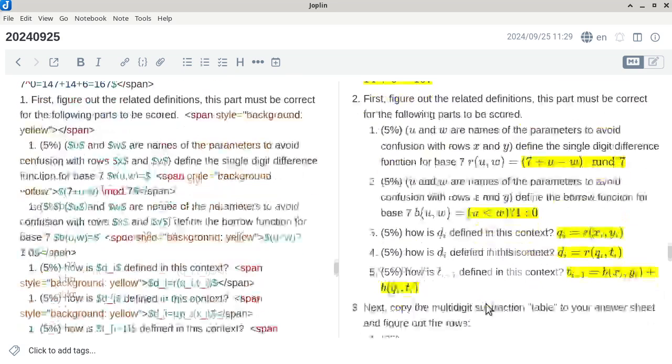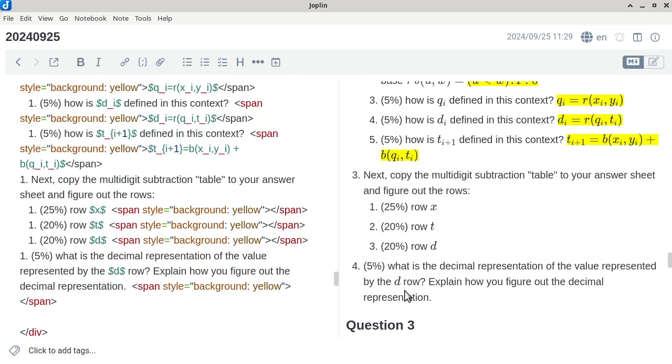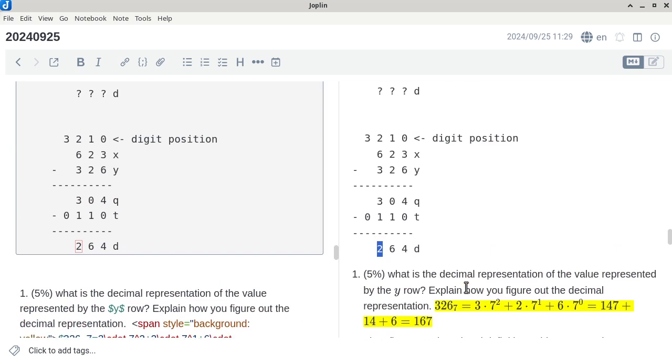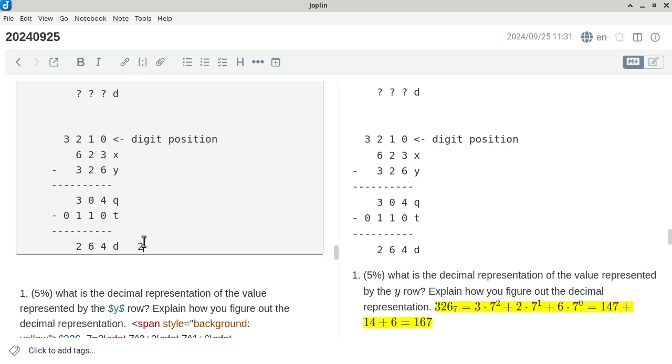Okay, so now we go back to the question. We just figured out all three rows. The last part is, if I look at the D row using a decimal representation, what is that representing? I'm just going to put it here. So this whole thing is 2 times 49, which is 7 to the power of 2, plus 6 times 7 to the power of 1, which is just 7 itself, plus 4 times 1. So that becomes 98 plus 42 plus 4. 98 plus 42 is 140, so 144... 154 is the answer. And there we go.